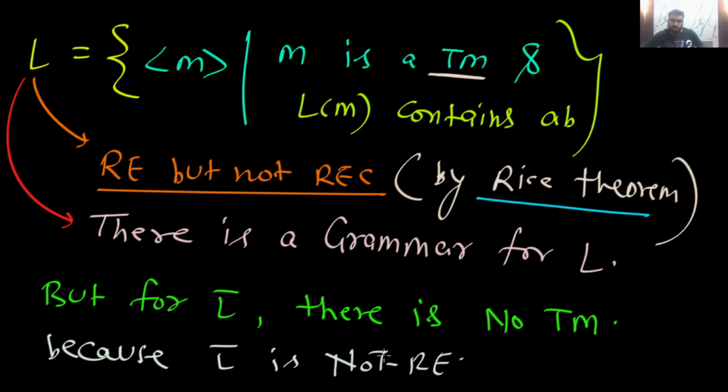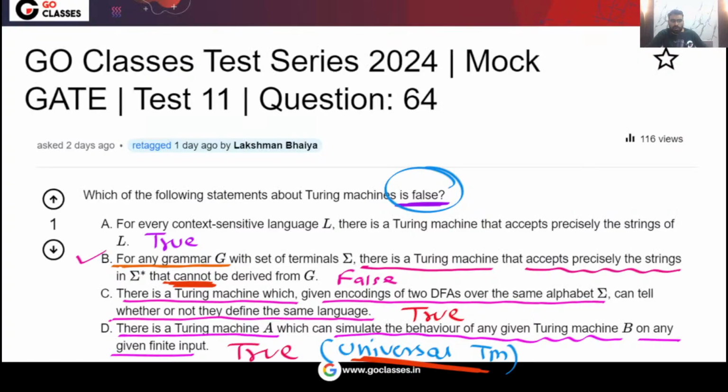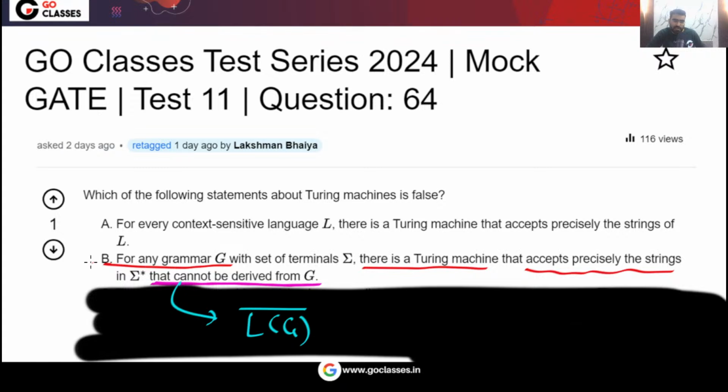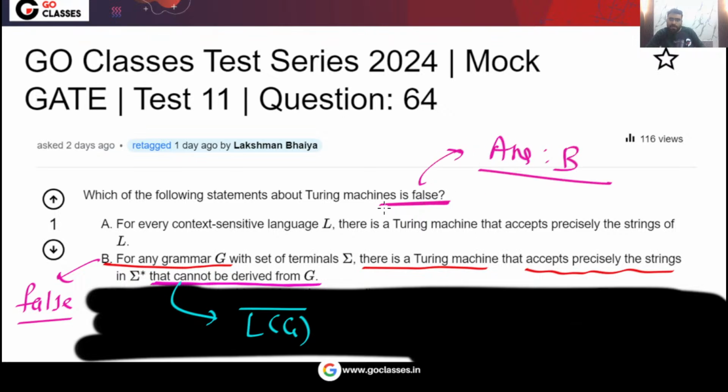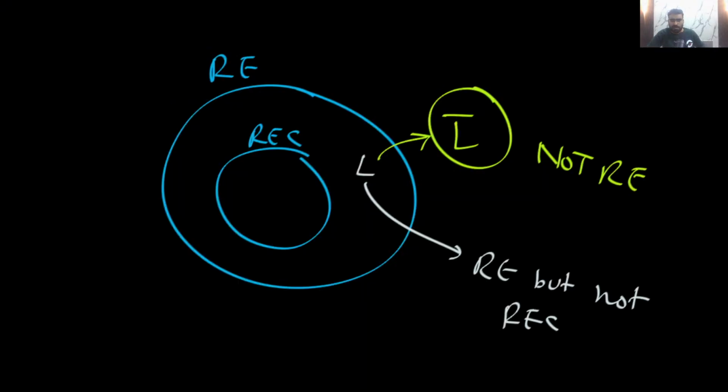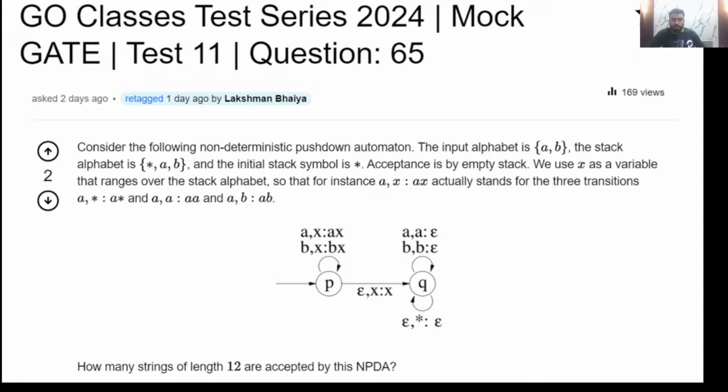I hope you understood. This was a very simple question, but a beautiful question, because some students can get confused, and because of confusion you can make a mistake. So remember, option B is false. The question is asking which option is false, so the answer is going to be option B. Is this clear? Quite an easy question. Okay, let's move on.